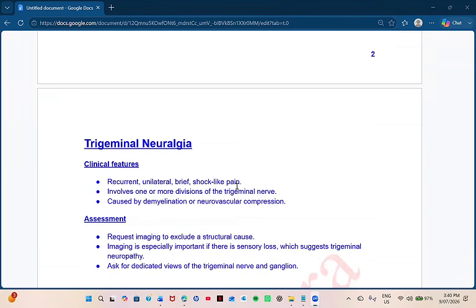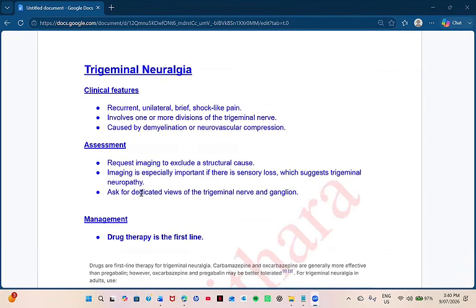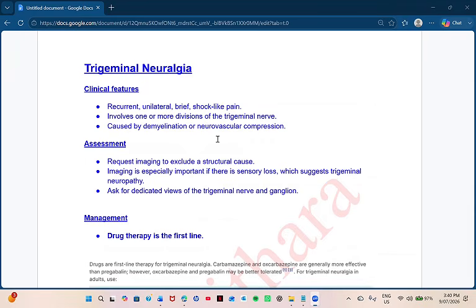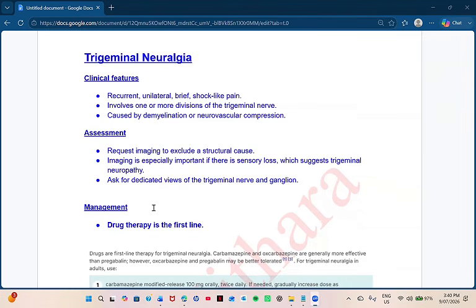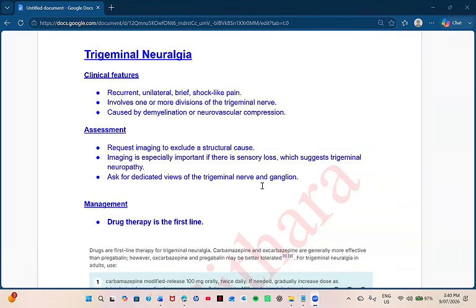So what is this trigeminal neuralgia? Trigeminal neuralgia is a recurrent unilateral brief shock-like pain, right? It involves one or more divisions of the trigeminal nerve and is caused by demyelination or neurovascular compression. For assessment, request imaging to exclude a structural cause. Imaging is especially important if there is sensory loss, which suggests trigeminal neuropathy, and ask for dedicated views of the trigeminal nerve and ganglion.